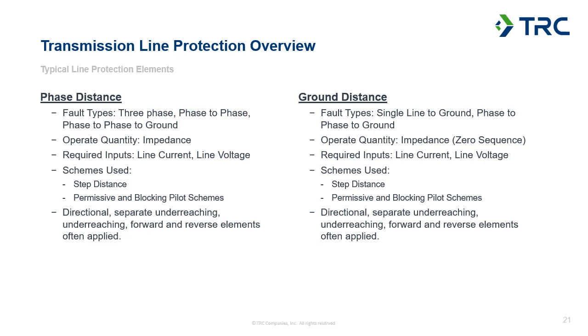Ground distance is very similar, except it operates on zero sequence impedance this time, and it's really designed to respond to single line to ground faults and phase to ground faults. It also requires current and voltage inputs, will be used in very similar schemes, has directionality, and will have both overreaching and underreaching elements. So where a lot of the requirements for these two are similar, we're able to use the same relay to apply both of these elements.